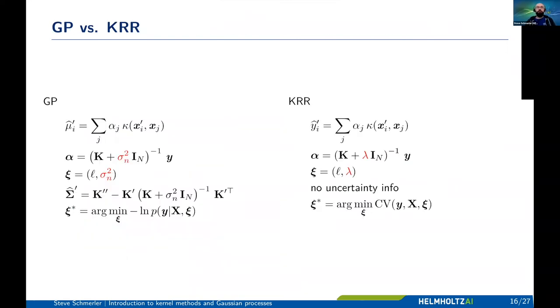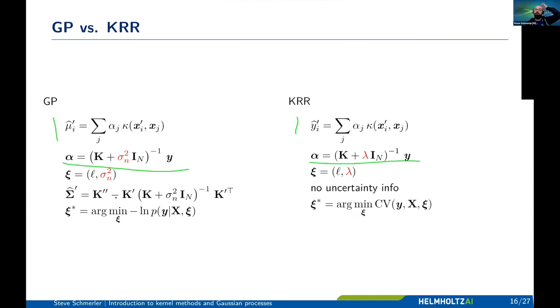So in comparison, GPs and kernel ridge regression both have the same expression for the model output, which is a sum over a similarity measure between input points and training points, weighted by some weights that we can calculate in closed form. And we have hyperparameters, where if we use the squared exponential kernel, we have only one hyperparameter, which is this L, this length scale.